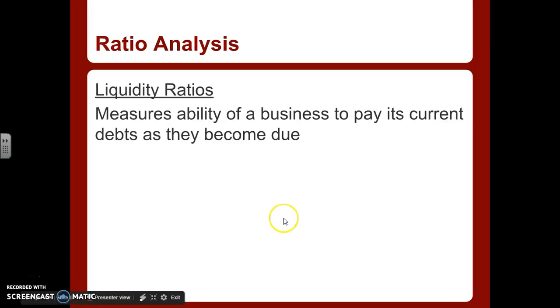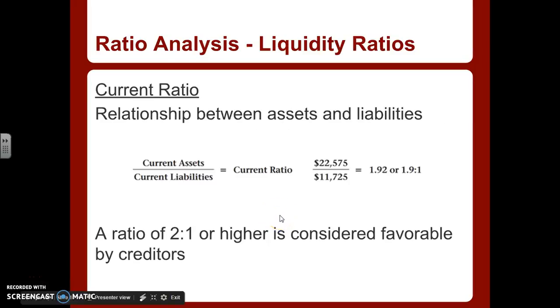Liquidity ratios, this is going to measure the ability of the business to pay its current debts as they become due. We're going to take the current assets, divide that by the current liabilities, which is going to give us the current ratio. So now take 22,575 divided by 11,725, giving us a 1.92 or 1.9 ratio. A ratio of 2 to 1 or higher is considered favorable by creditors. Okay, so not quite there yet in this example.